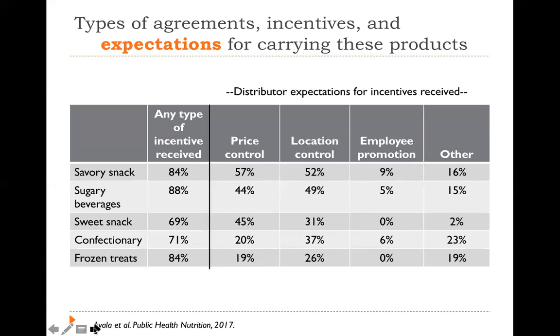What the distributors expected. Can you click one more time? In general, we heard quite a lot that they expected some control over price and some control over location in the store. It was less frequent that they expected, for example, that employees would promote their products as a result of the store receiving some kind of incentive. And we saw less of other kinds of expectations being implemented. So really price control and location control. Next slide, please.